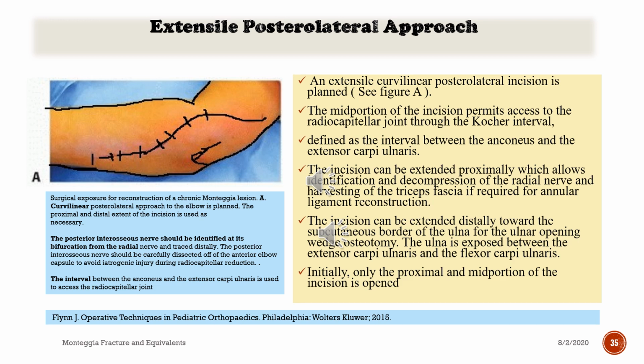The incision can be extended proximally, which allows identification and decompression of the radial nerve, and harvesting of the triceps fascia required for annular ligament reconstruction. The incision can be extended distally toward the subcutaneous border of the ulna for the ulnar opening wedge osteotomy. The ulna is exposed between the extensor carpi ulnaris and the flexor carpi ulnaris. Initially, only the proximal and mid-portion of the incision is opened.